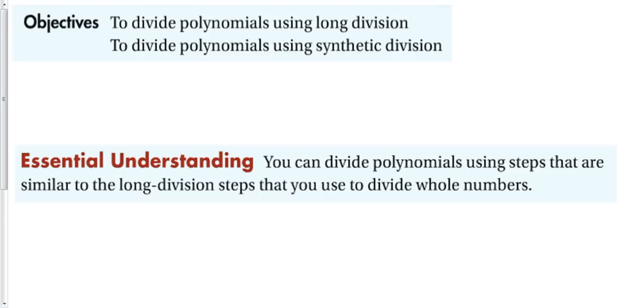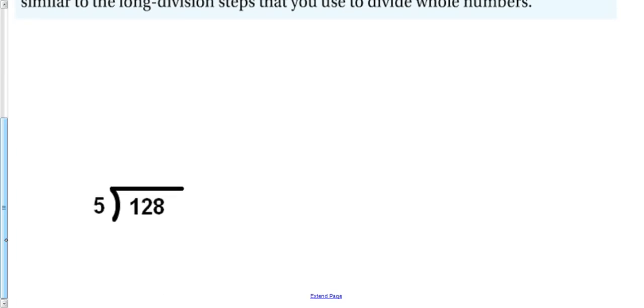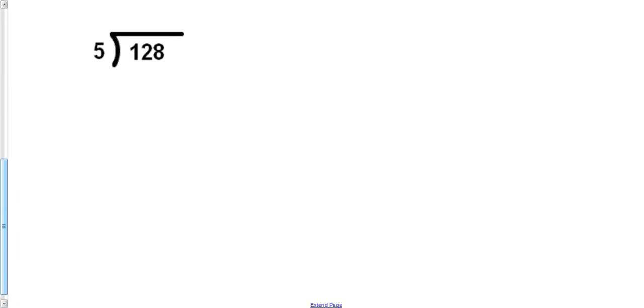Our essential understanding is that you can divide polynomials using steps that are similar to the long division steps that you would use to divide whole numbers. For instance, here is what we used to do way back in the day when we did long division. So let's take a look at this real quick to remember how long division actually worked, and then we can take those same ideas and bring them over into polynomial long division.